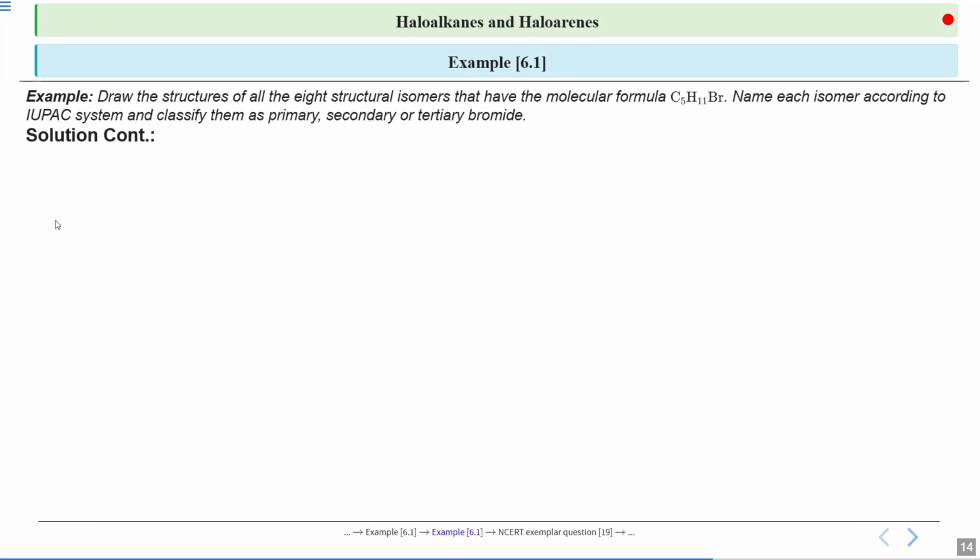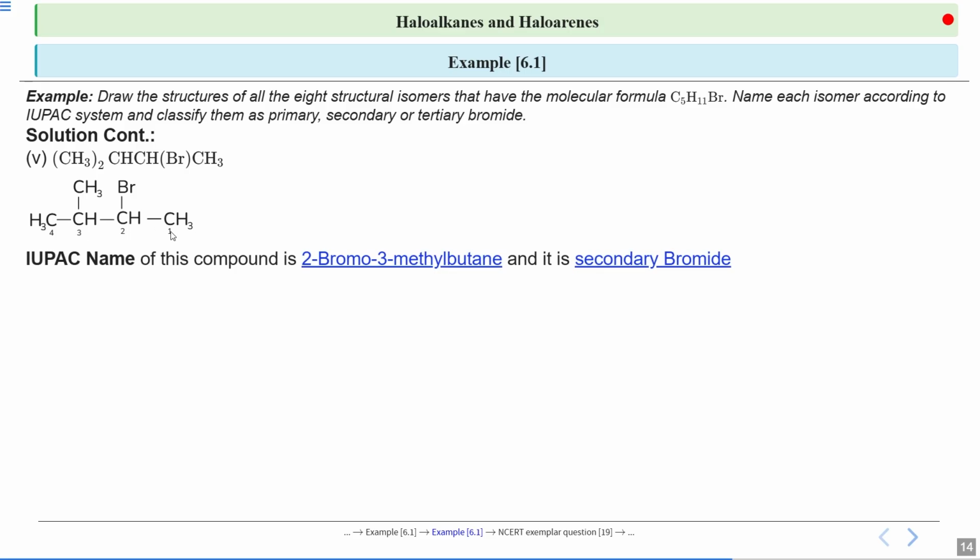Now let's see the fifth isomer, (CH3)2CH-CHBr-CH3. The structure is CH3, CH, CH3, CH, Br, CH3. So the numbering is done, right? At the second carbon, the lowest possible carbon, we have bromine, and at our third carbon we have methyl as a substituent. So the IUPAC name of this compound is 2-bromo-3-methylbutane. At second carbon bromine, at third carbon methyl.